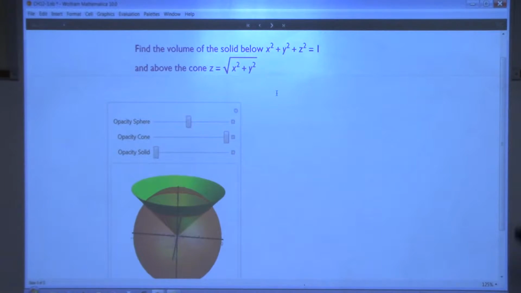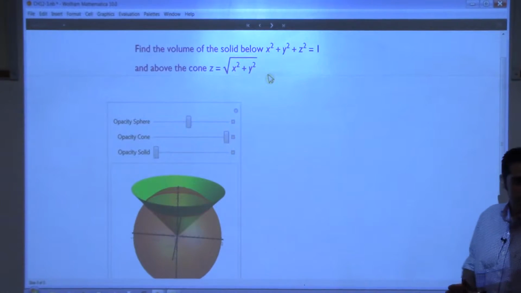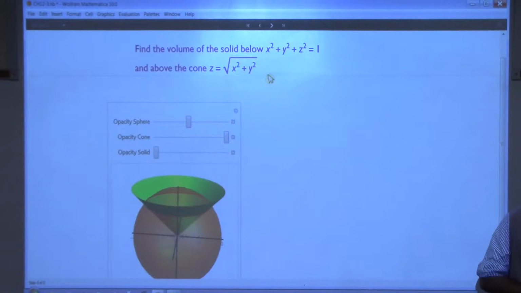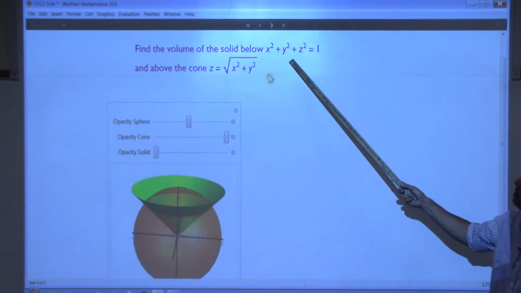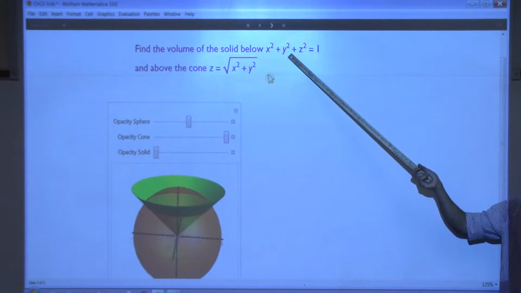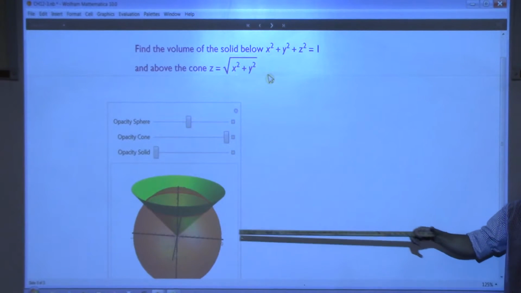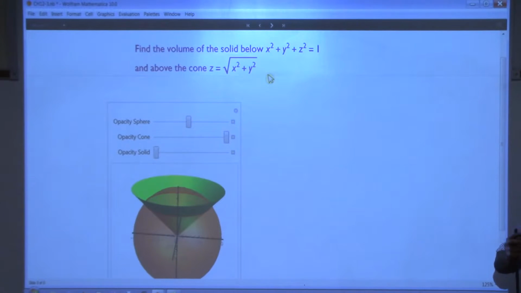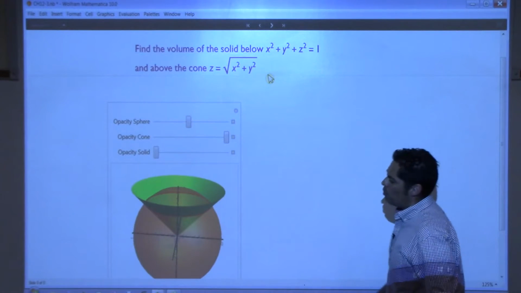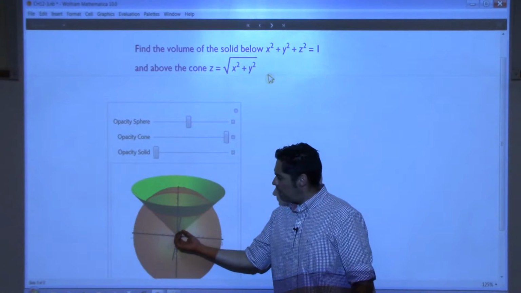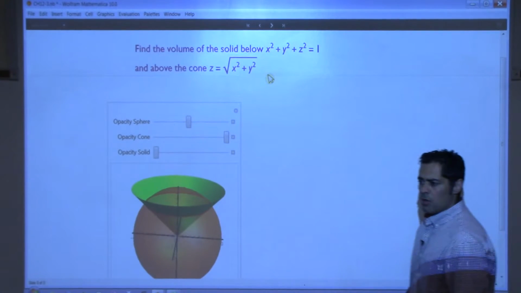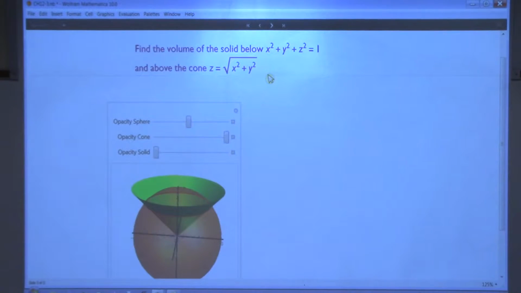So here's a good example. Find the volume of the solid below x squared plus y squared plus z squared equals 1, and above the cone z equals root x squared plus y squared. Hopefully you recognize the first equation as the equation of a sphere of radius 1. You've got this cone, z equals root x squared plus y squared, which starts at the origin in three-dimensional space and creates this cone shape. We're trying to find the volume of the solid below the sphere, above the cone.